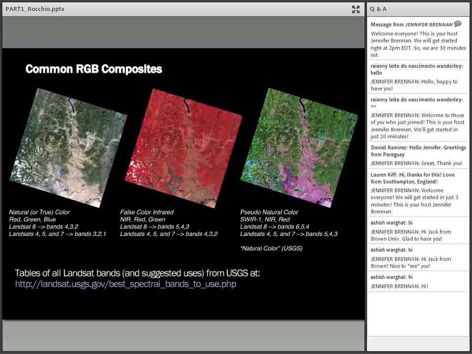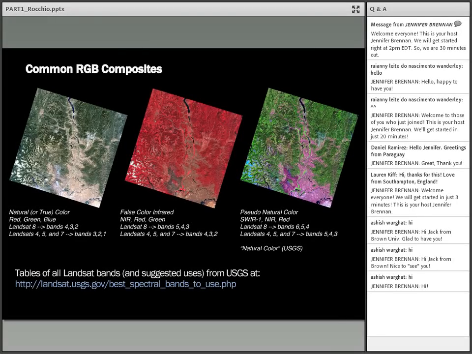Here are some common RGB composites. The first is a natural color or true color image. This is a close approximate of what you'd see with your eyes if you were to peer through Landsat's telescope. The second is a false color infrared image. And the last, a pseudo-natural color image that uses the near-infrared band and the green channel. And that really makes the green vegetation pop.